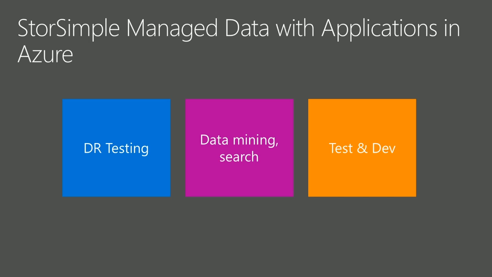You could do dev test. You want to test out new software, infrastructure, that type of stuff. You can do all of these things by simply spinning up an SVA. You can build this infrastructure in less than 15 minutes.